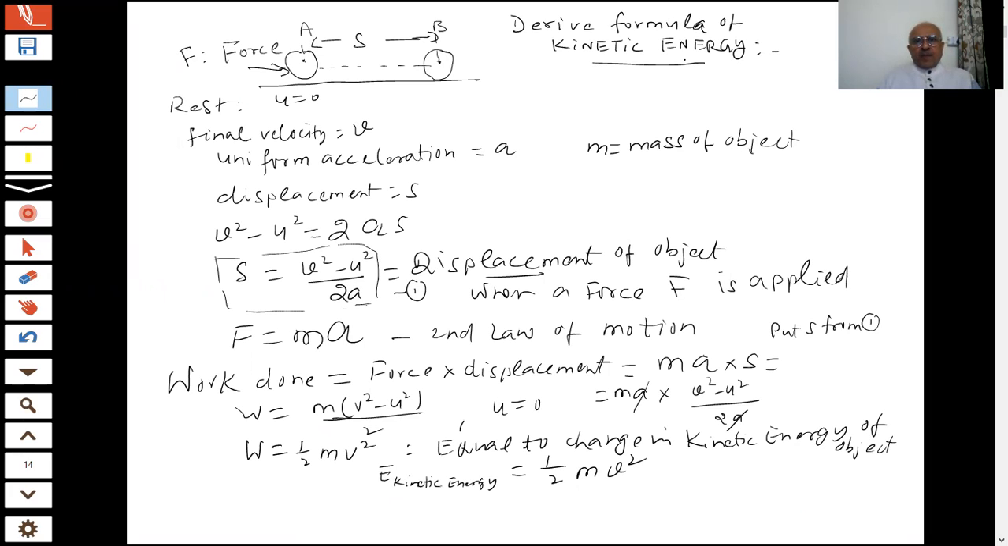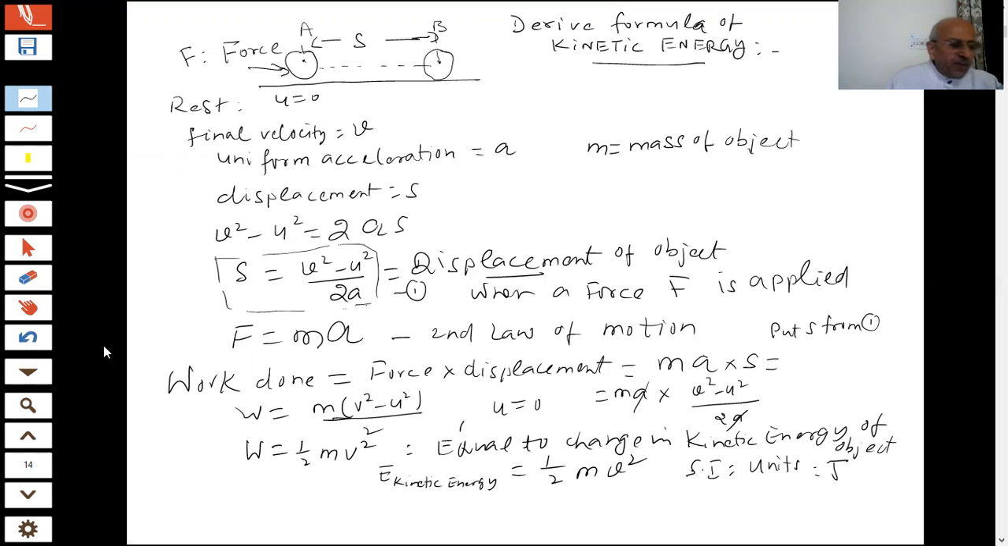Any doubt? No, sir. Have you noted everything? Yes, sir. What are the units of kinetic energy? Same as the work, which is joules. SI units, students. What SI unit of energy are we using? Joules.